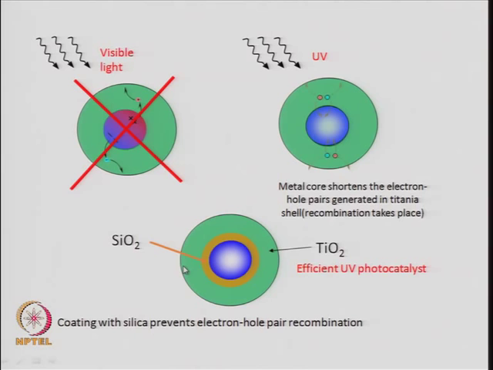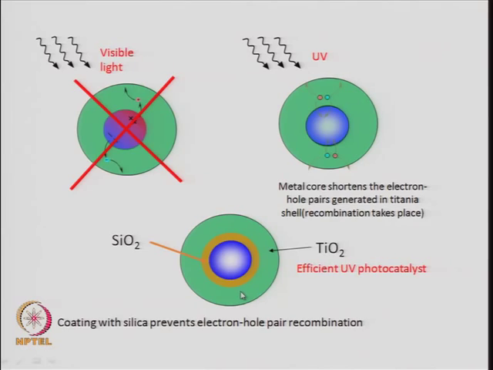Now, the third situation is that you have a metal particle inside, then you put a layer of something like silica, this brown part, and then on top of that you put titania, and titania is an efficient UV photocatalyst, and this titania creates the electron and holes. Because of the silica coating, the electron which goes towards the metal will not be recombining with the hole. So, electron hole recombination will be prevented by the presence of an intermediate thin layer of silica.